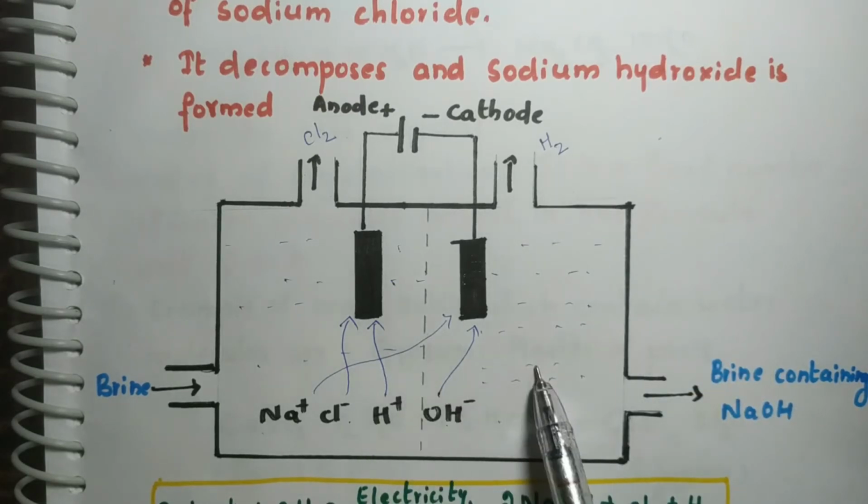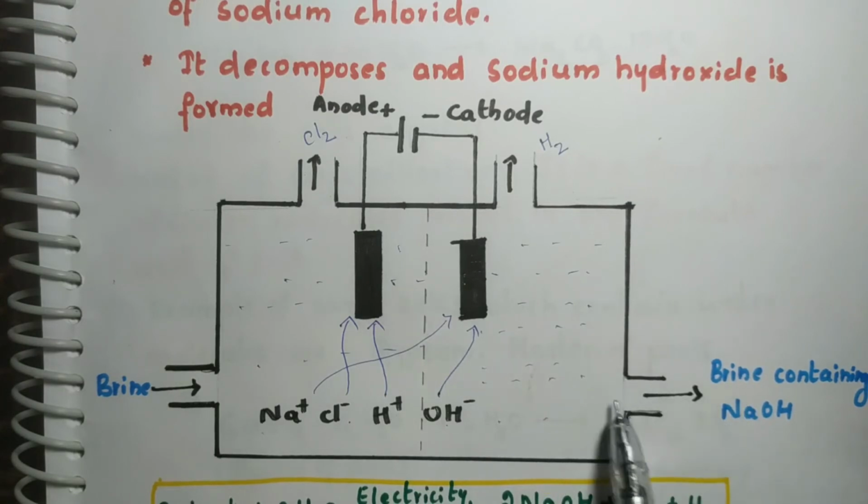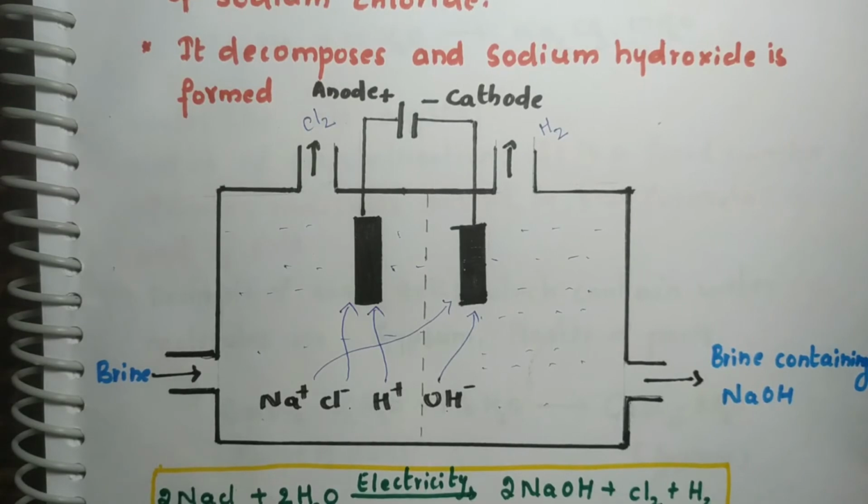Then NaOH is formed and it is released through this opening. So the reaction that is happening here is NaCl plus H2O, after passing of electricity, NaOH is formed, and chlorine gas is formed and hydrogen gas is formed. So hope this is clear.